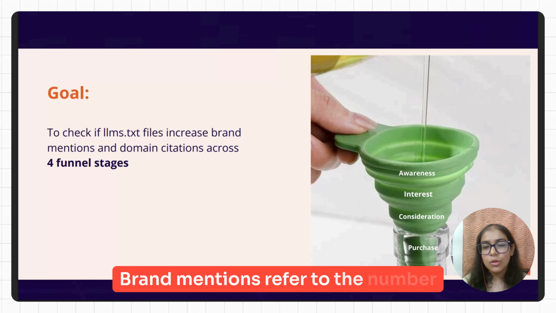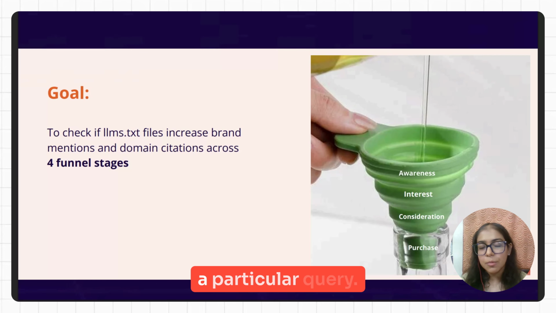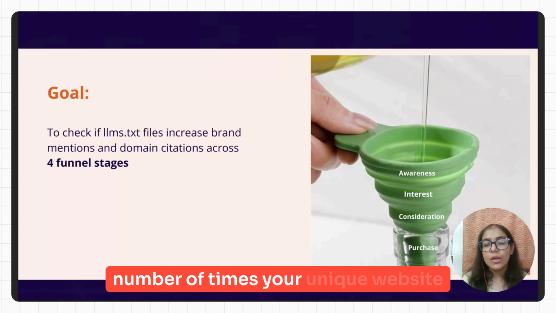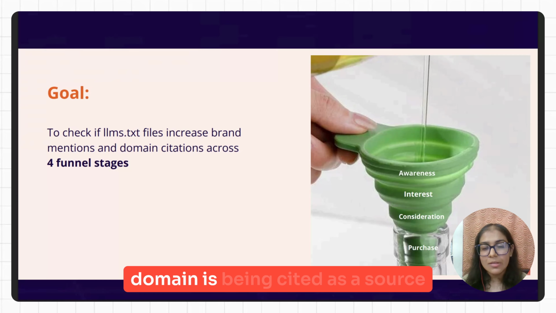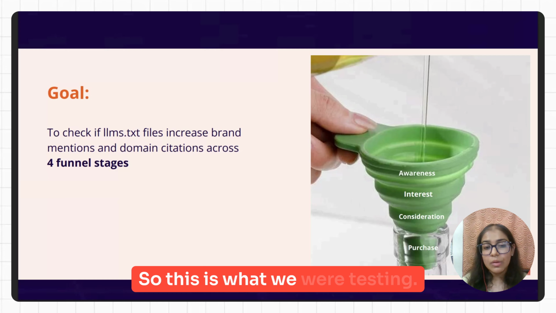Brand mentions refer to the number of times your brand is being mentioned by AI when it's answering a particular query, and domain citations refers to the number of times your unique website or your unique web page from your domain is being cited as a source for that answer. So this is what we were testing.